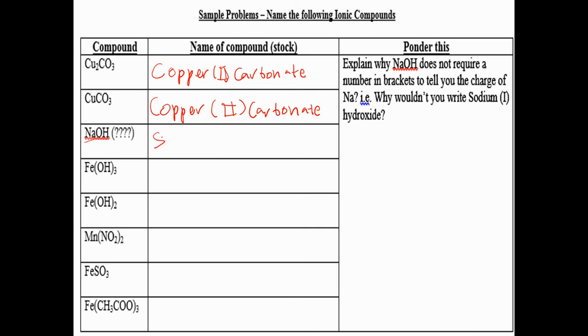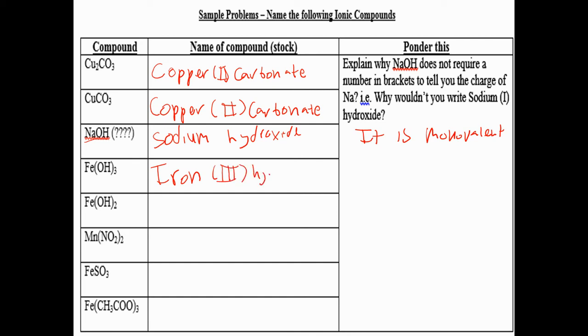NaOH, sodium hydroxide. So don't get confused here. You don't need to put brackets for the sodium. Why? Well, it's monovalent. It's not multivalent. There's only one type of sodium. It's just sodium 1, but you don't have to do that because there's only one type, so there's no point in identifying it. This, we'd have iron 3 hydroxide.